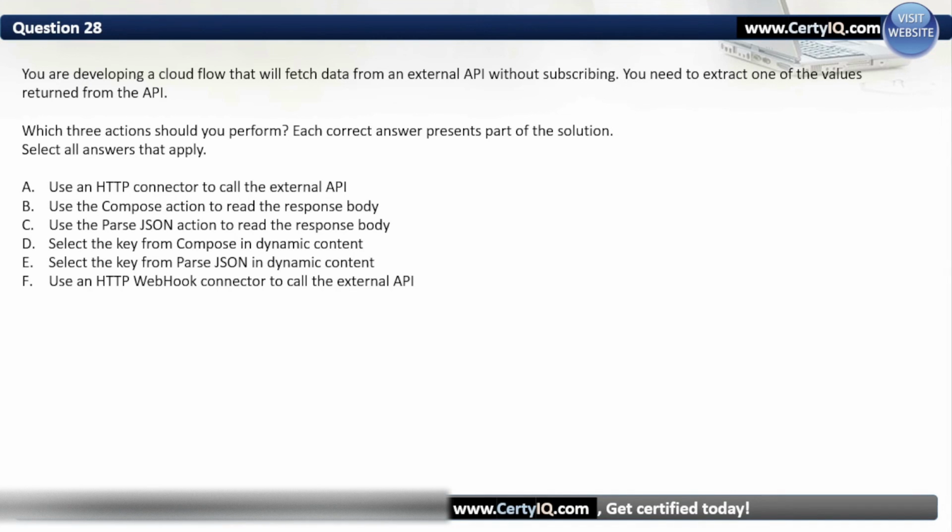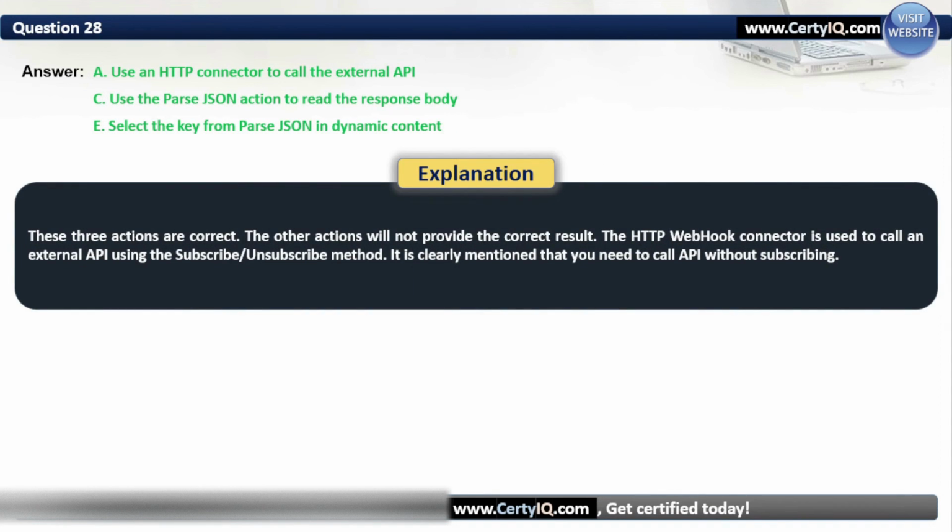That is, use an HTTP connector to call the external API, use the parse JSON action to read the response body, and select the key from parse JSON in dynamic content. These 3 actions are correct. The other actions will not provide the correct result. The HTTP webhook connector is used to call an external API using the subscribe/unsubscribe method. It is clearly mentioned that you need to call the API without subscribing.